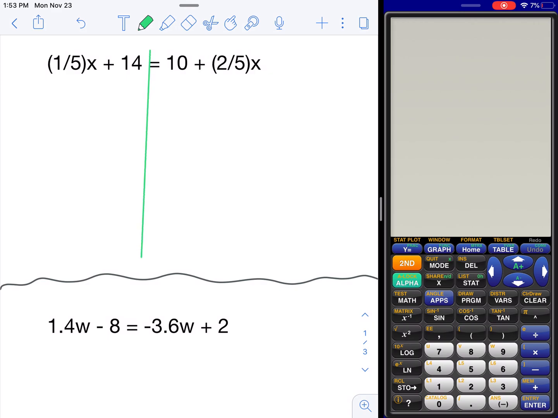So in this first equation, I'm going to get my train tracks around my equal sign. It says 1/5 x plus 14 equals 10 plus 2/5 x. Again, these are just fractions, they're just another number. So the first thing that I notice is that I have 1/5 x on this side and 2/5 x on that side. So the first thing I'm going to do is subtract 1/5 of an x from both sides.